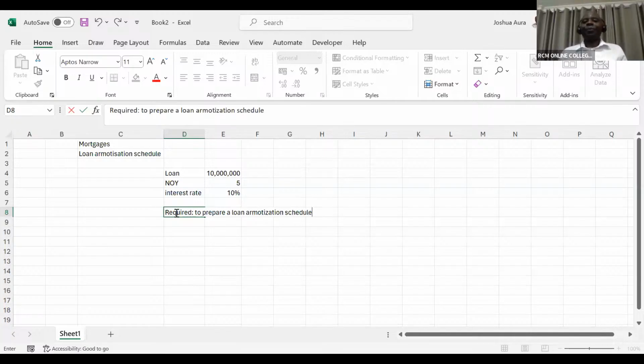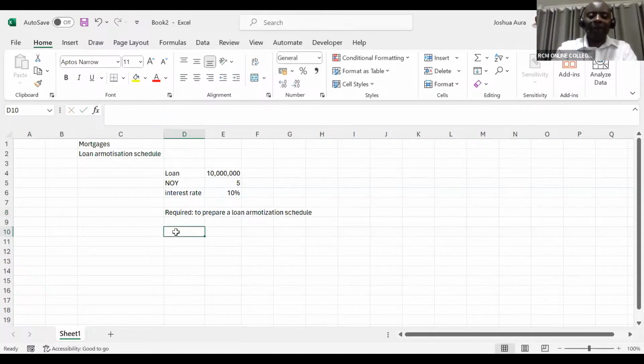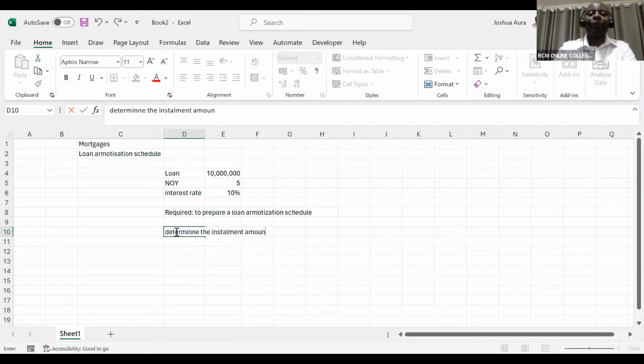Very easy. So the first thing you need to know is how much will this lady called Irene be paying on a yearly basis? What is the installment? So step number one, determine the installment amount. This installment amount is what we shall be calling PMT, for payment. How much will she be paying on a monthly basis?